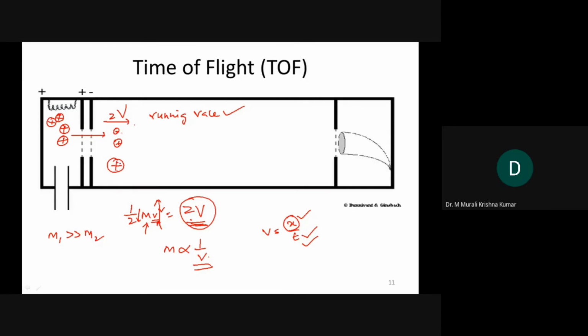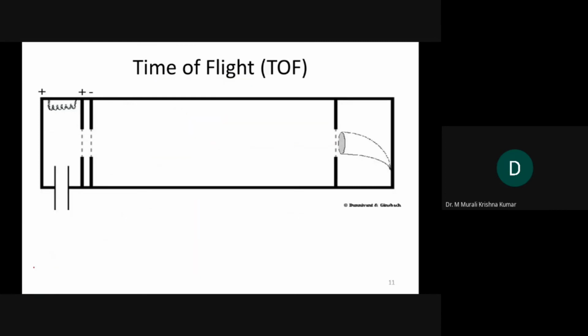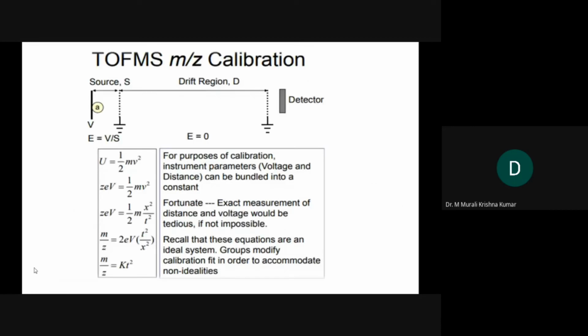Smaller particle or bigger particle? A smaller particle will have very high velocity, so it can reach the target very easily, earlier than the next one, and then the next one. A heavier particle takes reasonably more time. So that's how, by using the time of flight, we can segregate ions into their m by z values, their mass value. In simple terms, that is how time of flight works.